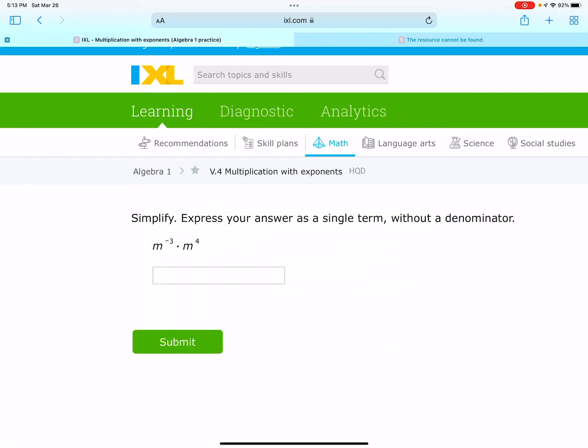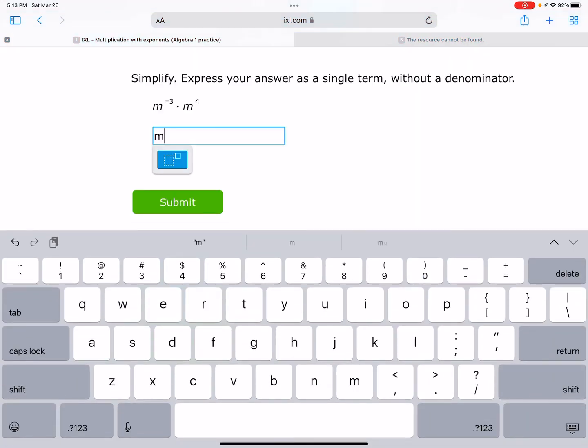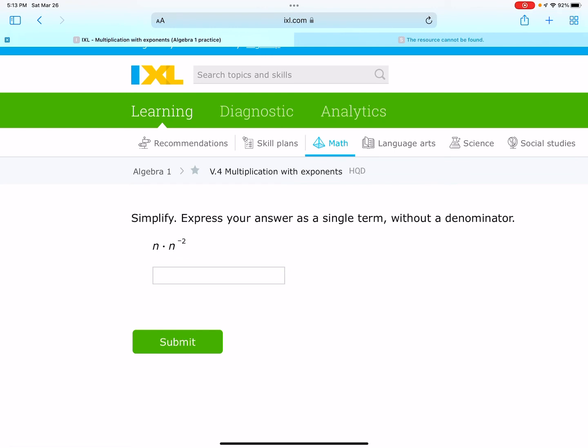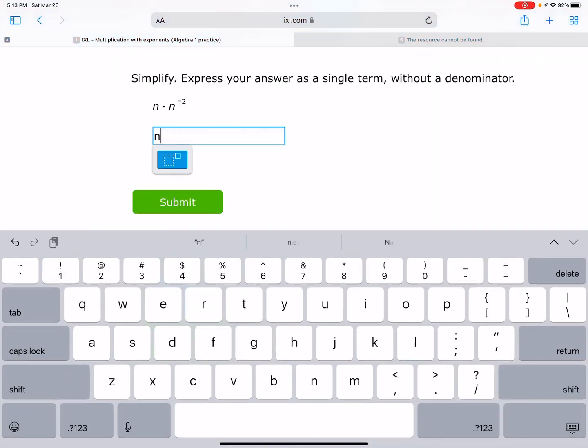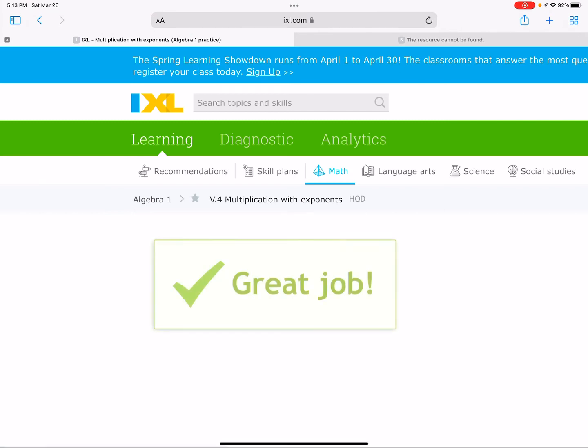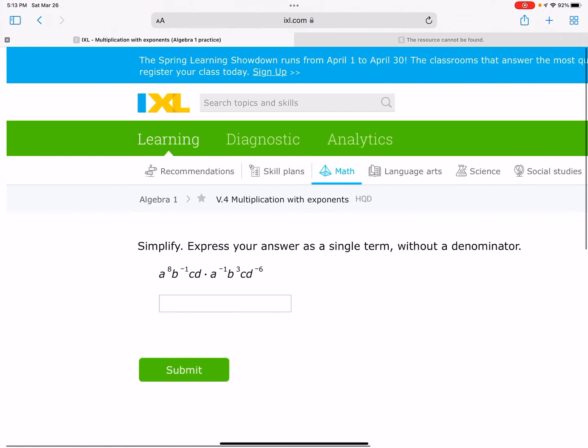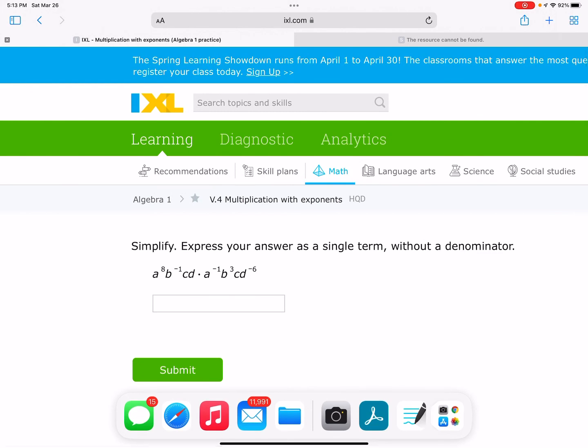M, -3 plus 4 would be m to the 1, so we have 1m there. N to the 1, remember there's a 1 there, minus 2, so that would be n to the power of -1. Great job. Ooh, and then it gets crazy. I don't think anything on our quiz is going to get that crazy.